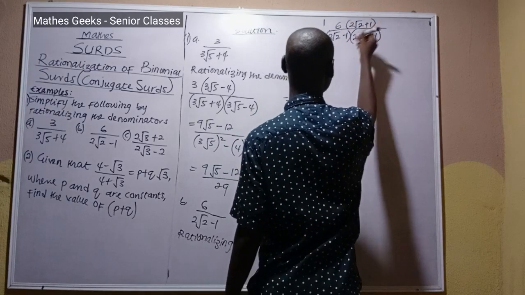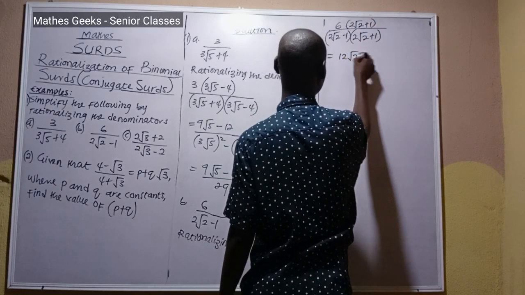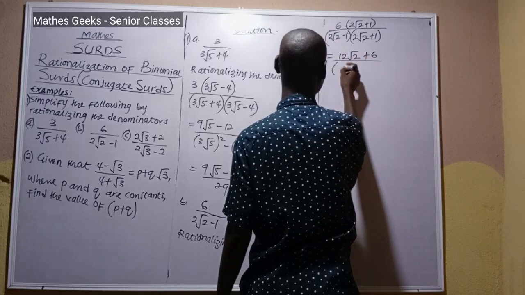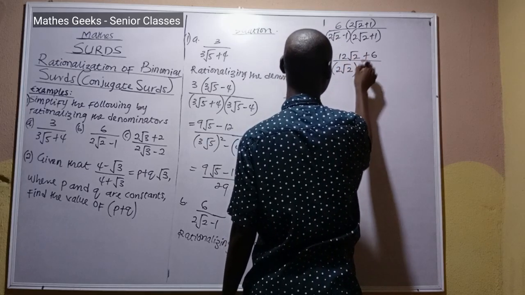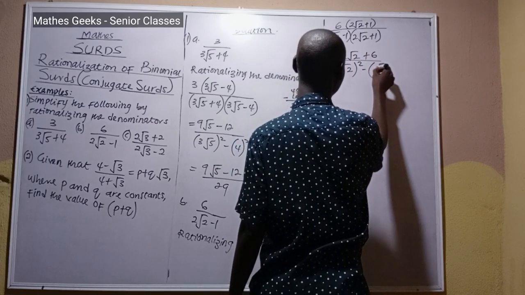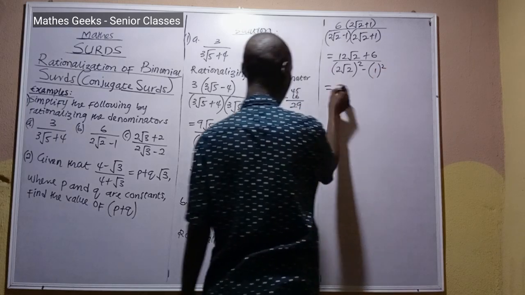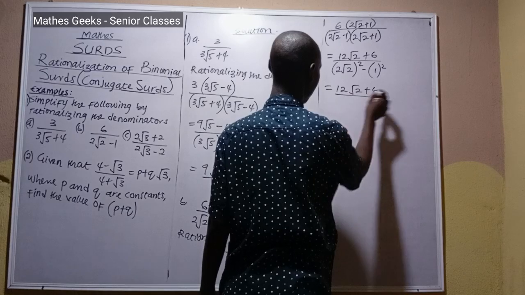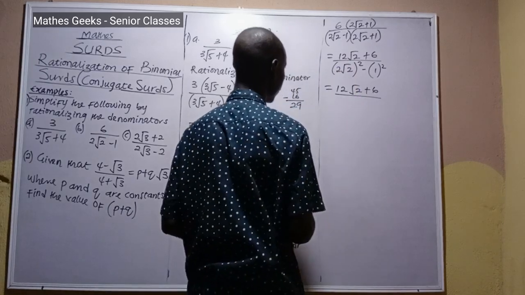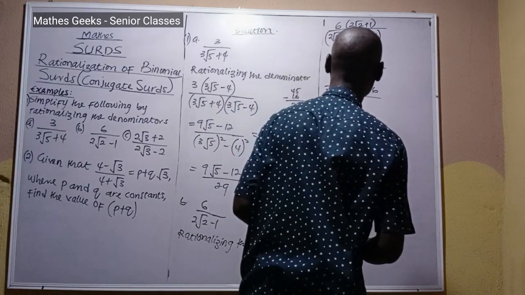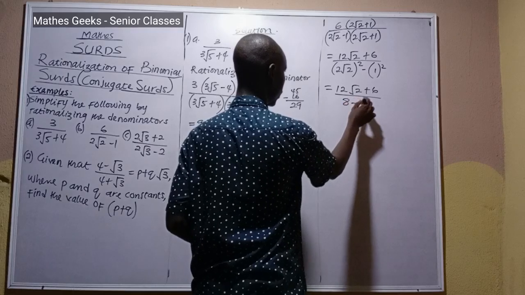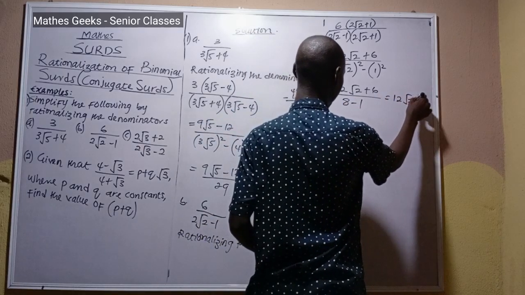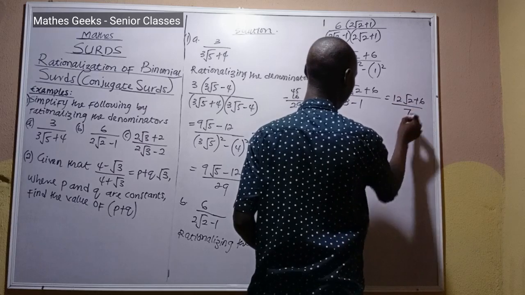So 6 times 2 root 2 will give us 12 root 2. 6 times plus 1 gives us plus 6. Here this gives us 2 root 2 squared minus 1 squared. So 12 root 2 plus 6 over, 4 times 2 is 8 minus 1, so 12 root 2 plus 6 over 7.